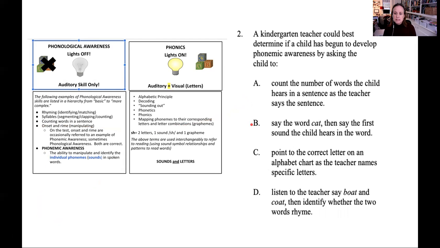B says, say the word cat, then say the first sound the child hears in the word. K. That's the first sound in the word. That's an individual sound, auditory only. That looks like the right answer, but let's keep going.